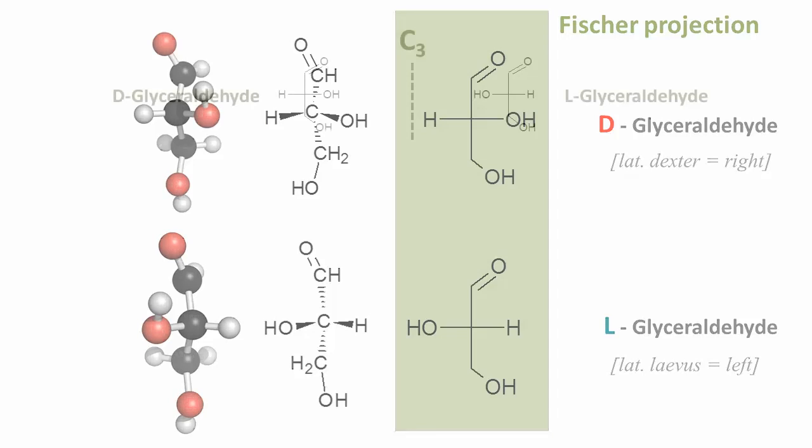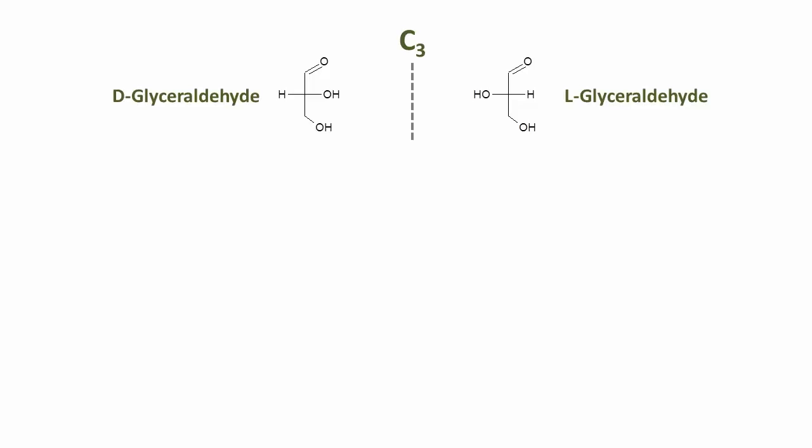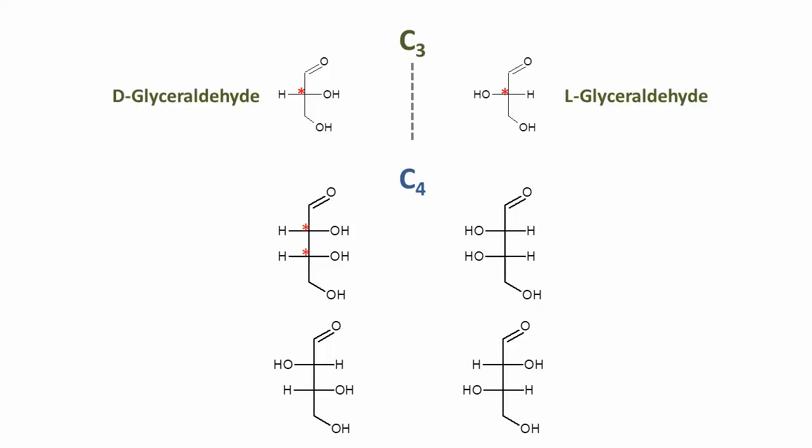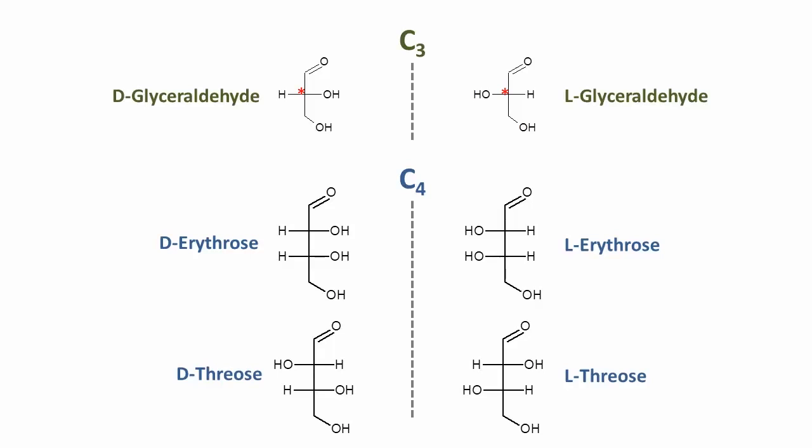Alright, so we've seen that glyceraldehyde comes in two forms, D and L. One asymmetric carbon atom, marked by the red asterisk, means that there are two forms, or one pair of enantiomers. But what about the bigger monosaccharides? Tetroses, the C4 sugars, have two asymmetric carbon atoms. And because there are two configurations for each of them, there are 4 different tetroses. That's 2 pairs of enantiomers. These go by the same name, so there's D and L erythrose and D and L threose.